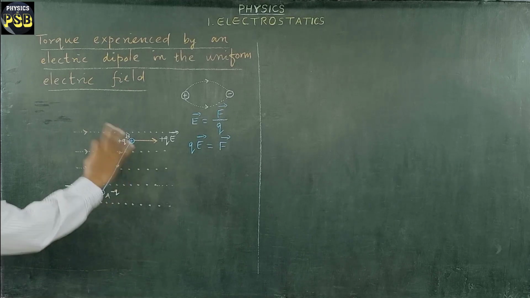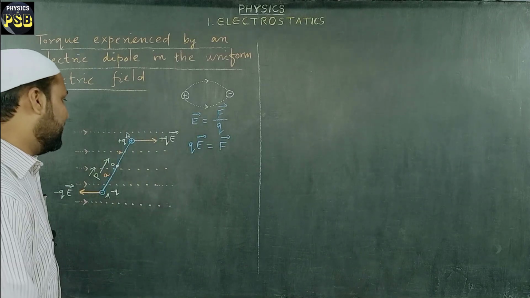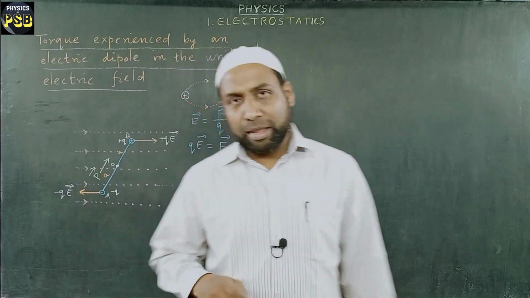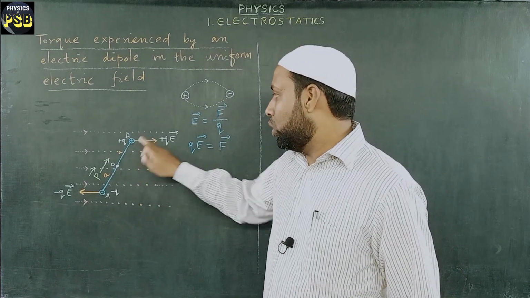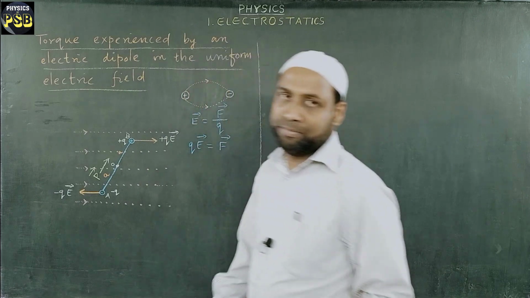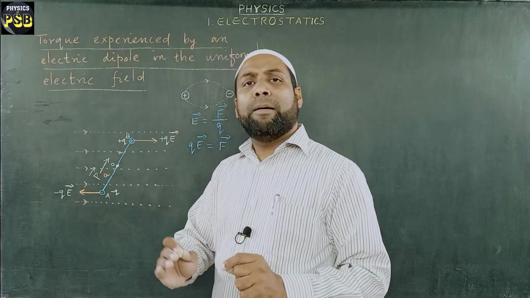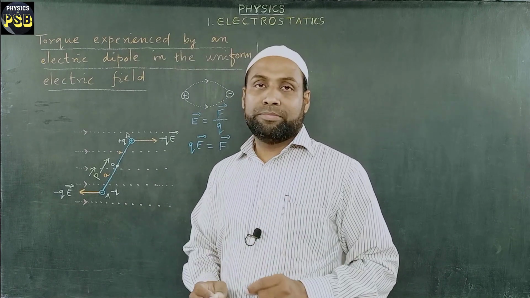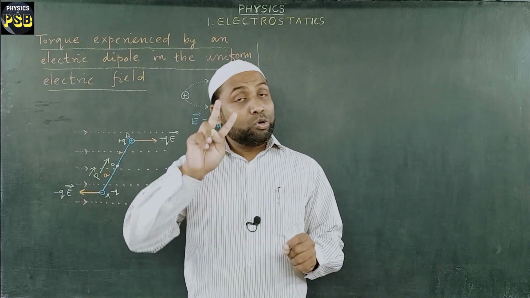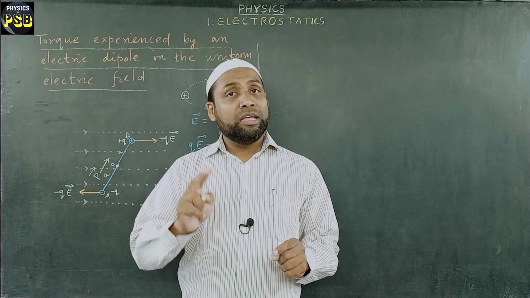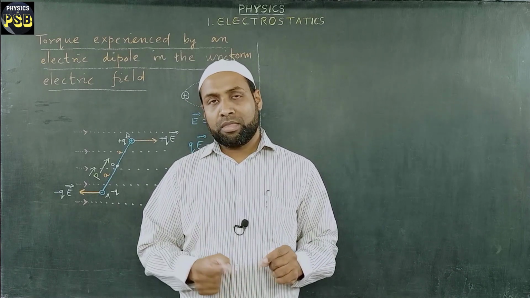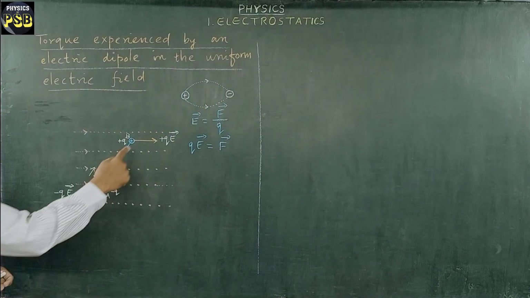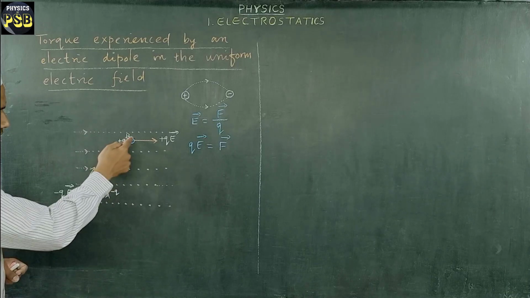Clear? Okay. So from this diagram, it is quite clear that there are two forces acting on this electric dipole. One towards the right side, another towards the left side. So these two forces are usually referred to as a couple. Remember this, two forces acting in two different directions is referred to as a couple. So a couple of forces acts on this electric dipole.